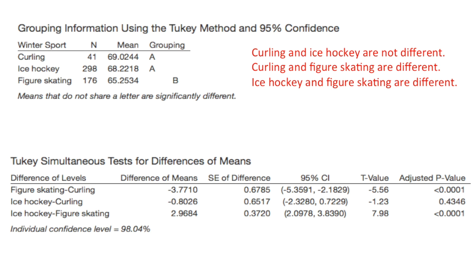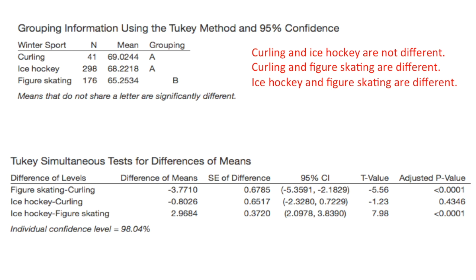The second table that you'll get is titled Tukey Simultaneous Tests for Differences in Means. This will tell you the difference in the means between the 2 groups, the standard error of that difference, a 95% confidence interval for that difference, and this 95% confidence interval is adjusted for the fact that we're conducting 3 different simultaneous tests here. A t-value, which is the t-test statistic for this comparison, and the adjusted p-value. We can use this adjusted p-value to determine which pairs are statistically significantly different from one another.